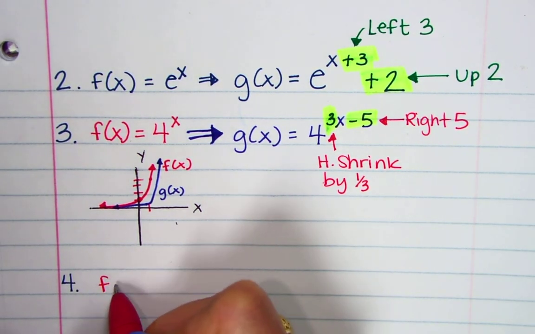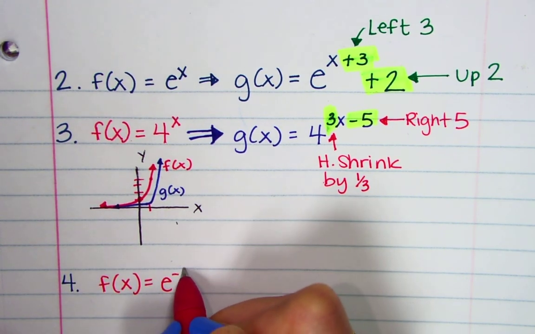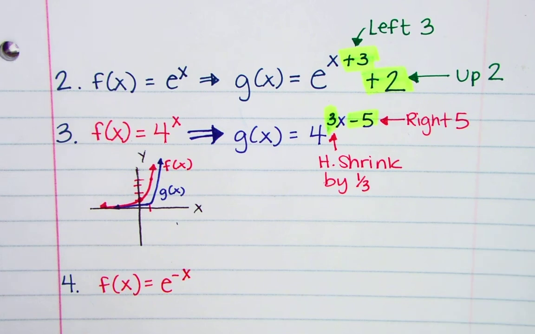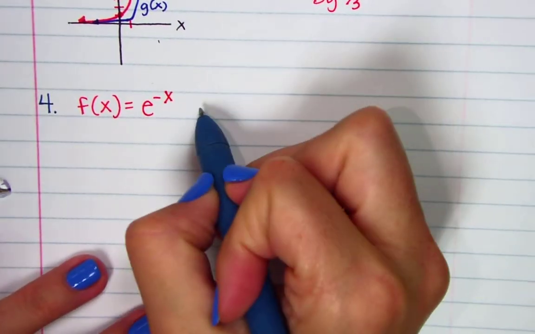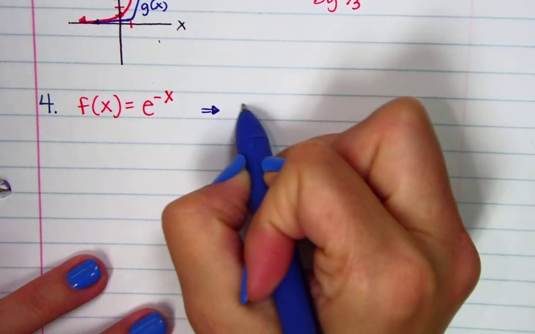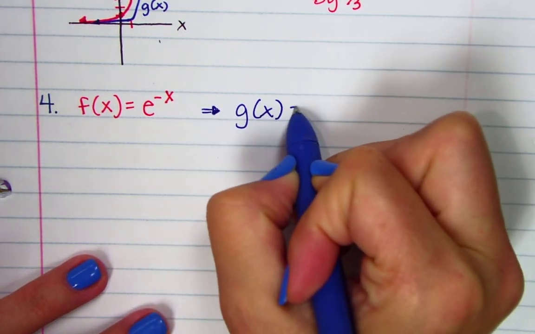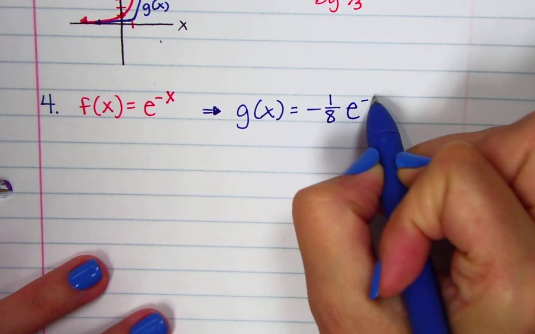Last exponential one we're going to do is f of x equals e to the negative x. And my g of x is going to be negative 1/8 e to the negative x.